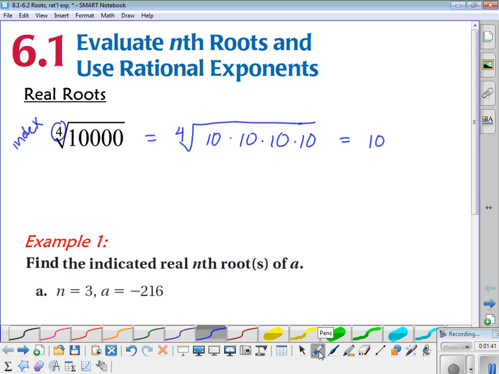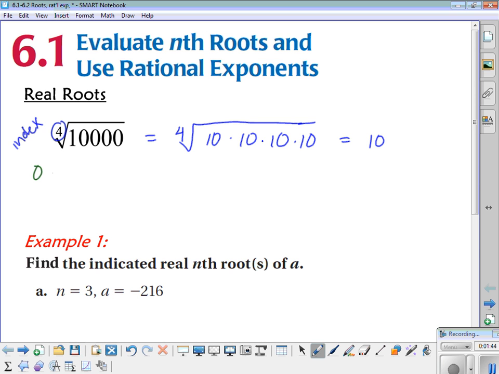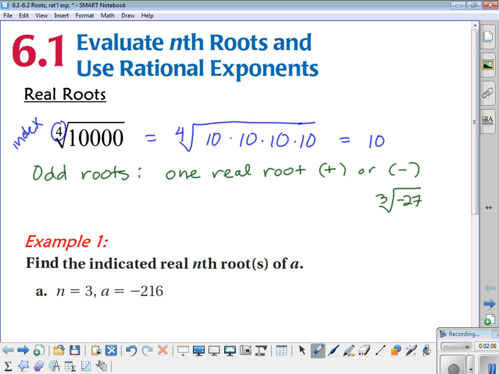When you're taking odd roots, like a 3rd root or a 5th root, then you're going to have one real root. It's either going to be positive or negative. Because suppose I have the 3rd root of negative 27. What number multiplied 3 times is going to give us negative 27? Negative 3. Okay? Would positive 3 to the 3rd ever give us negative 27? No. So that's why when it's an odd root, you only have one real root that's either positive or negative.